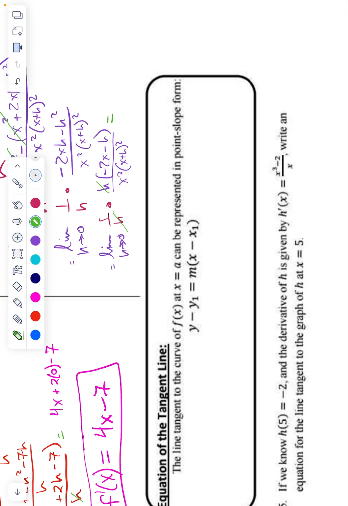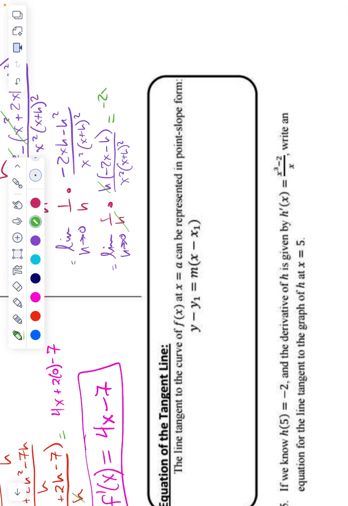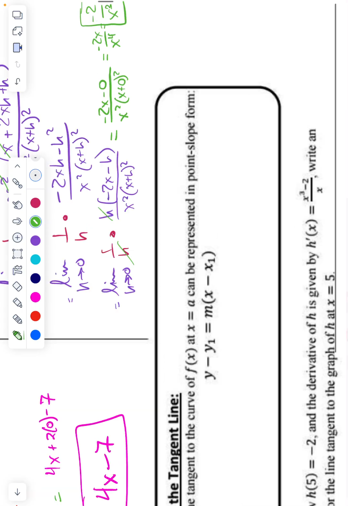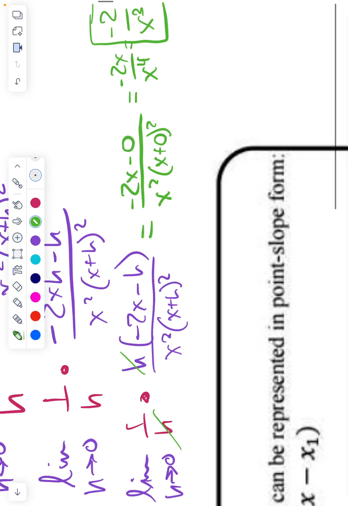0 for h. So we get negative 2x minus, I'm just going to show it even though we don't need to write the 0, over x squared times x plus 0 squared, which is what? Negative 2x over x to the fourth, which is negative 2 over x cubed. That says negative 2 over x cubed.